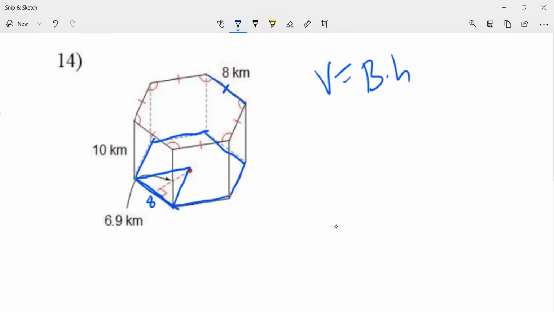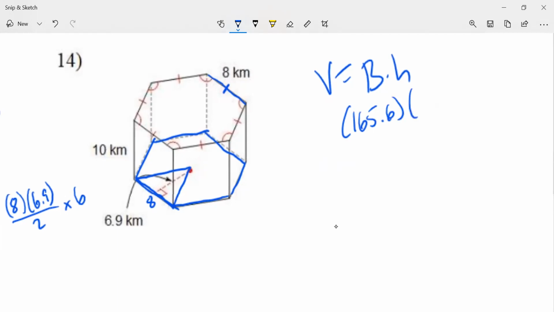Okay, so for that triangle, just that triangle alone, I have to go 8 times 6.9 divided by 2. Whatever I get, I'm going to multiply this by 6. There's 6 sides of my base. So 8 times 6.9 divided by 2 times 6 gives me 165.6. So the area of the base is 165.6. The height in this case is 10. Let me multiply those two measurements. So 165.6 times 10 is going to give me 1,656.